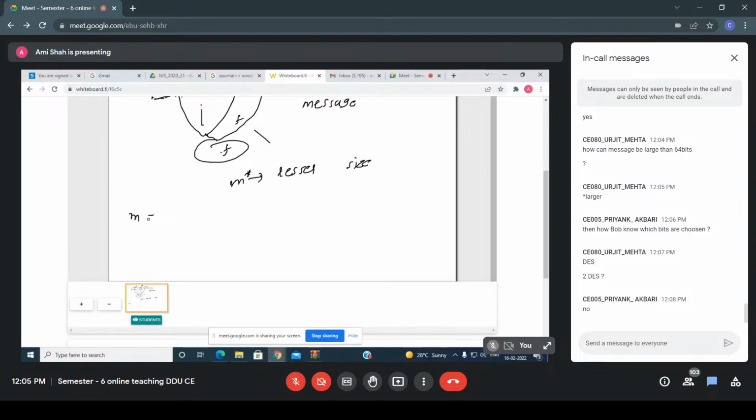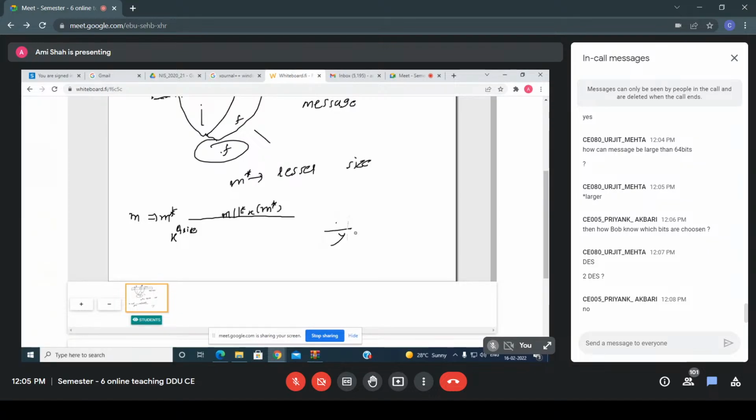Now if the size is 64 bits, then let's say DES is used. On the M star that you are getting, first the encryption is done, right? Now the message along with this encrypted message is sent to Bob. So what will Bob get? Let's say this is denoted as Y. Bob gets these two things, right?